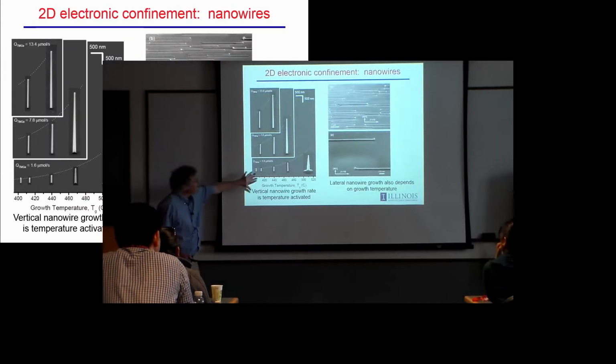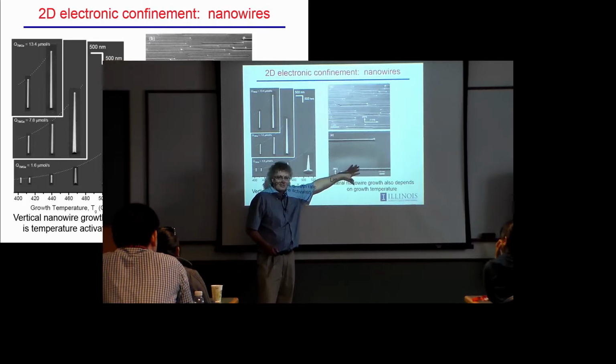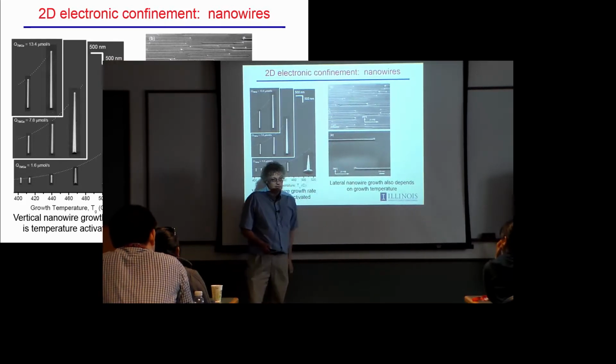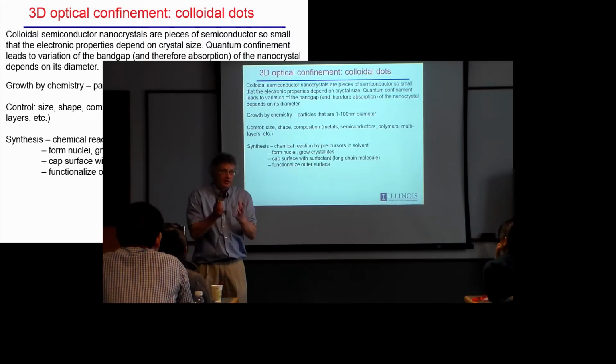We can talk about doing two-dimensional confinement. This is nanowires. This is some example of work done here at Illinois by Professor Shunlin Lee, who basically grows nanowires on the surface of wafers. So here are some pictures of these nanowires. We can talk about dots. We can do three-dimensional confinement.